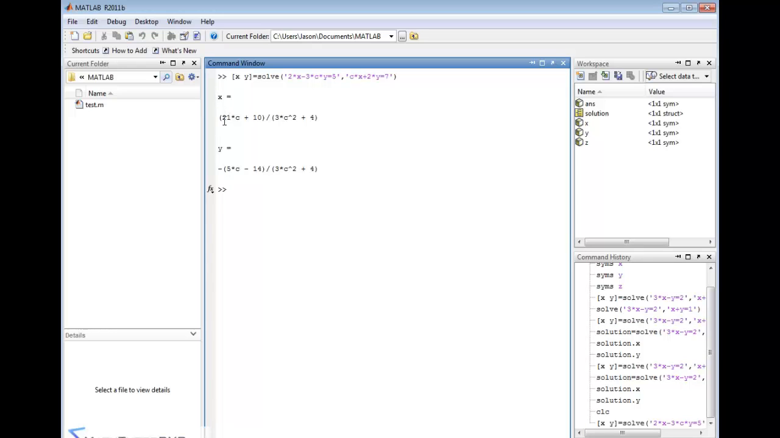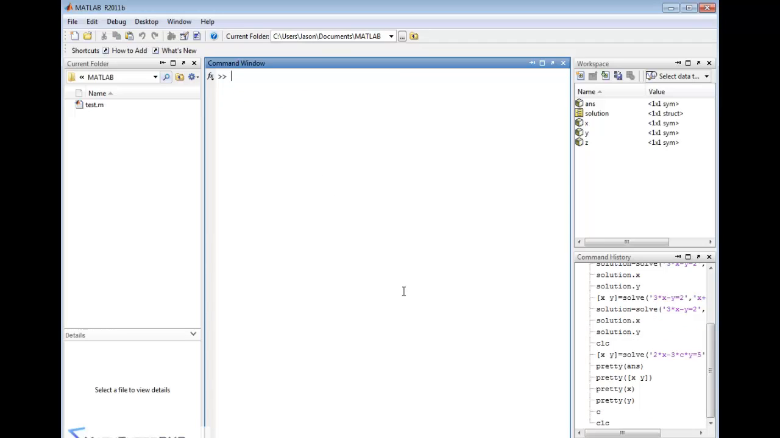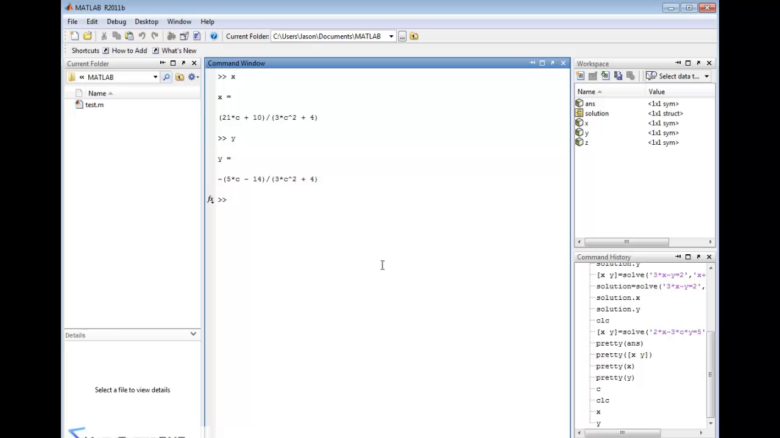It says x is equal to all this stuff, which notice involves the constant c, and also for y. So the answer we got for x is this, and for y is this, and they all involve the constant c that was just generically thrown in there. So the Symbolic Math Toolbox can solve these even when unknown constants are involved in the equations.